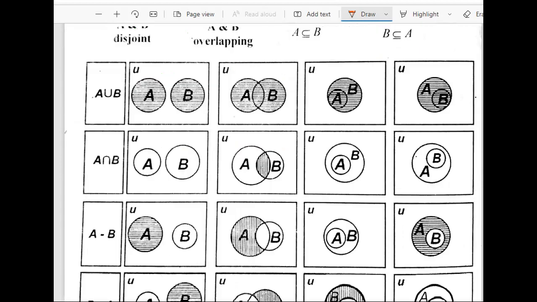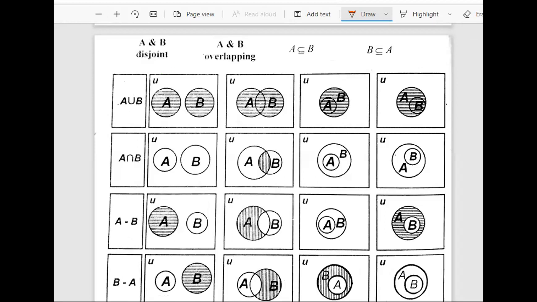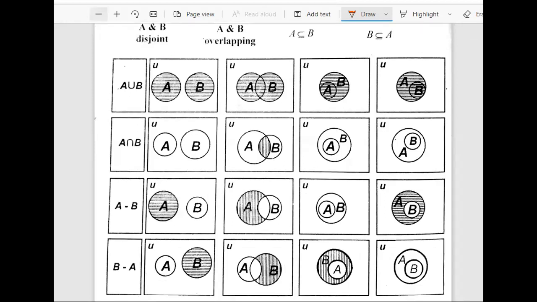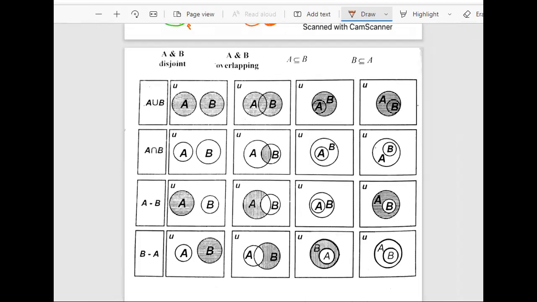Now this is the last thing which we need to discuss. All right. Now let's talk about this row. If we are talking about A union B, and if A and B are disjoint, obviously A and B would be two separate sets, right? And their union is going to have all of A and all of B. If we have some overlapping region, that is completely fine. Again, we will only have A and B.